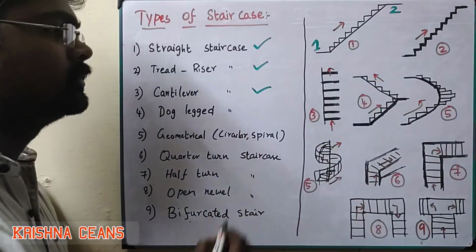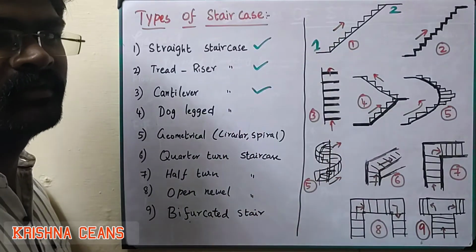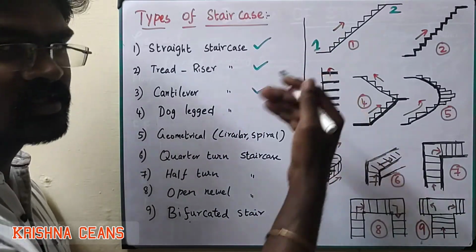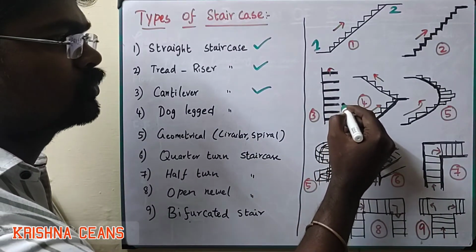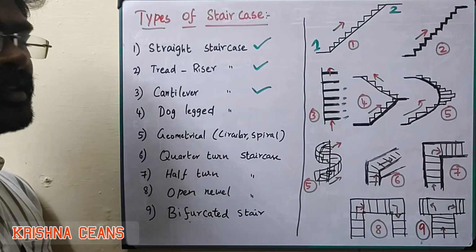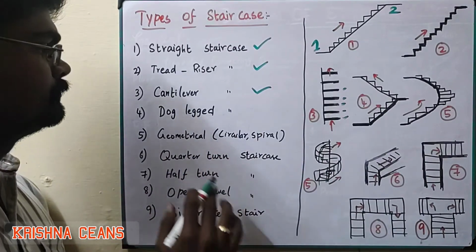Next, cantilever. Cantilever is nothing but one end is supported and the other end is free. It will look like that when we see from the front. This is step 1, step 2, step 3, step 4, step 5. Like that, the support is only on the wall.